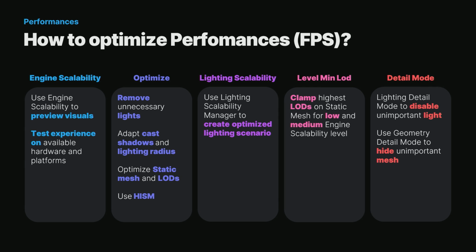So let's recap on how to optimize the performance. First, you want to use the ESS to preview and adjust visuals per platform. You want to test your experience on all available hardware and platforms as much as possible so you can detect problems. Next, you want to optimize your lighting by removing unnecessary lights and disabling unnecessary shadows. You then want to optimize your static meshes, LODs, and use HISM. You want to use the Lighting Scalability Manager to create optimized lighting scenarios on lower-end platforms. And you want to use the quality level min LOD to clamp LODs per ESS. Finally, use the lighting and geometry detail modes to hide unimportant lights and meshes on lower-end platforms.